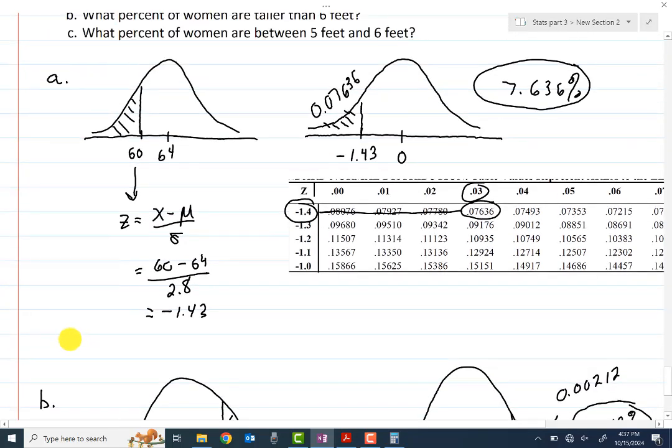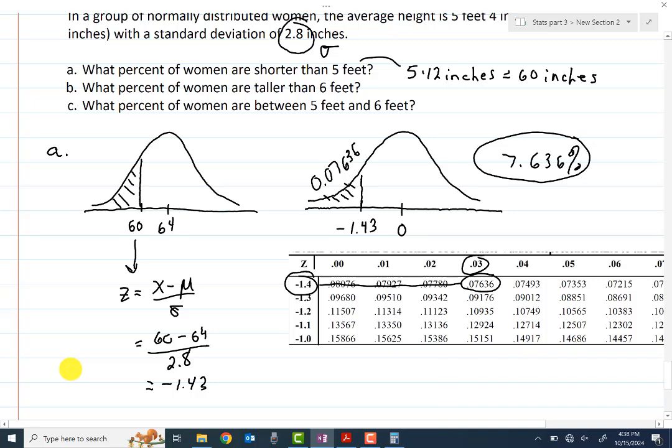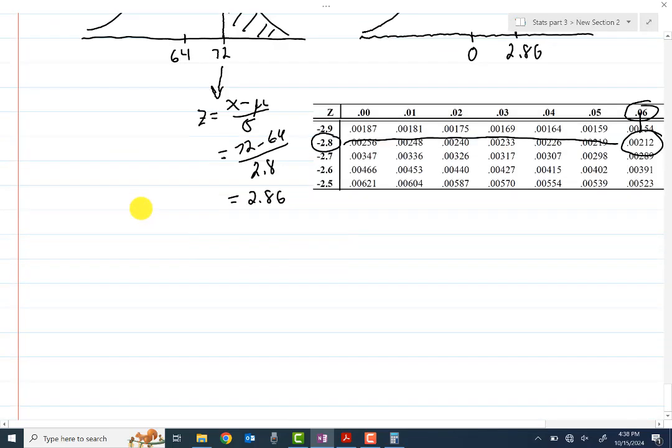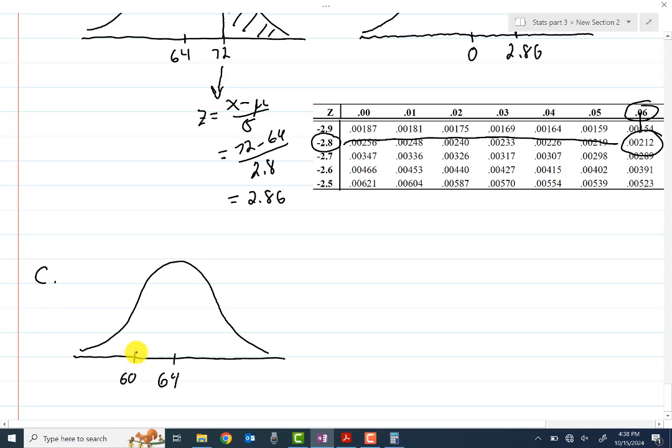Moving on to part C. Well, we want to know what percentage are between 5 and 6 feet. I won't need the table for this part. Let's draw a picture of the situation. 64 was there. Then we went down to 60. That was 5 feet. And then we went up to 72. And so we have the area in between them.